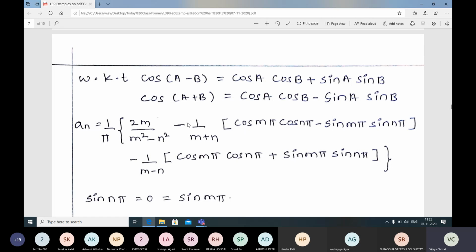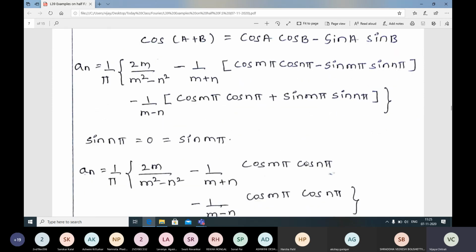So we'll get here minus 1 upon m plus n cos m pi cos n pi, cos A cos B minus sin A sin B, sin m pi sin n pi. Similarly, minus 1 upon m minus n, apply A minus B, cos A minus B formula, cos m pi cos n pi plus sin m pi sin n pi. But we know that here sin n pi and here also sin n pi is 0. So these two terms we will get as 0.